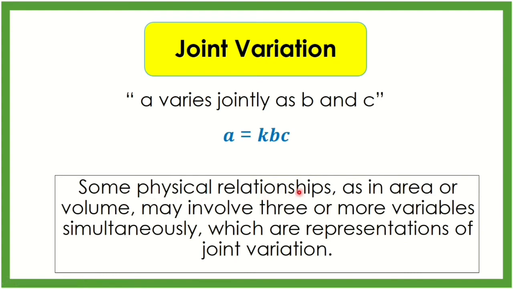Some physical relationships as in area or volume may involve three or more variables simultaneously, which are representations of joint variation. So, yung mga area or volume, nagre-represent siya ng joint variation.